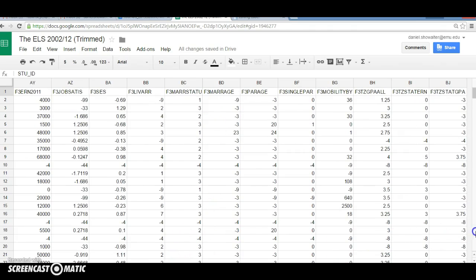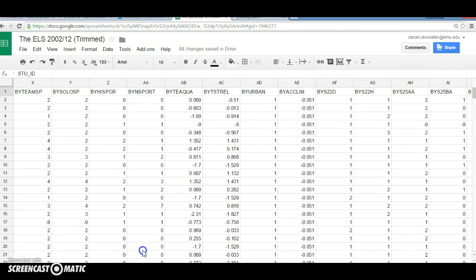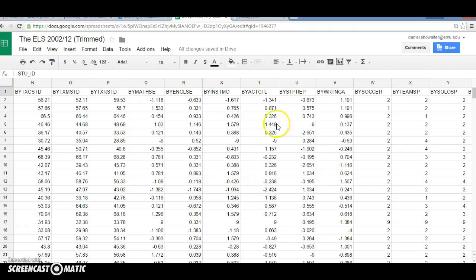in 2002, as well as a third follow-up variable. So when the participant was, well, it would have been in 2012 when the participant would have been about 26 years old. And what we want to do is pick some kind of interesting combo of base year variable and follow-up third variable that would make a cool relationship.